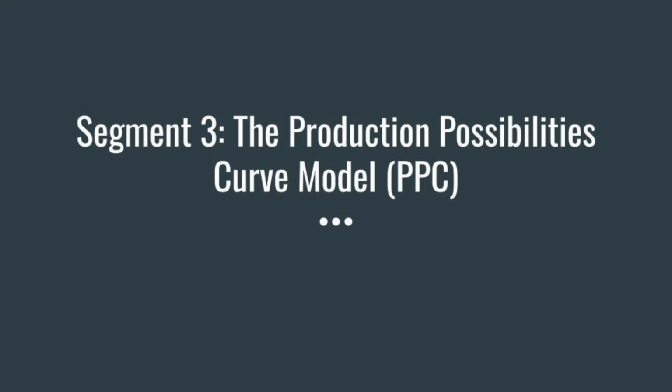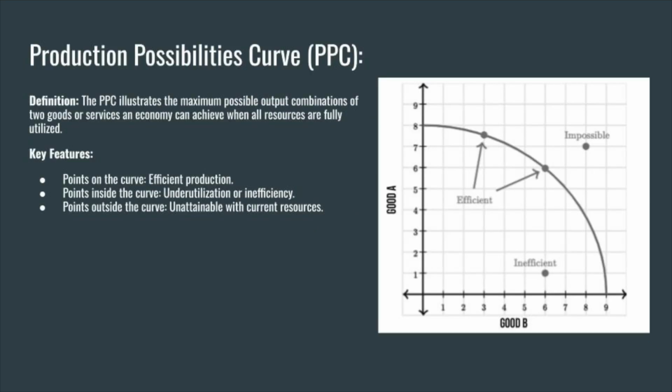Segment 3. The Production Possibilities Curve Model. To further understand scarcity and choice, let's look at the Production Possibilities Curve, PPC model. The PPC illustrates the maximum possible output combinations of two goods or services an economy can achieve when all resources are fully and efficiently utilized, given a fixed amount of resources.